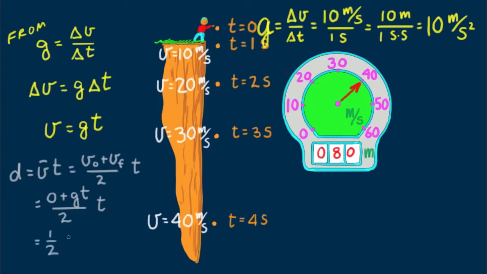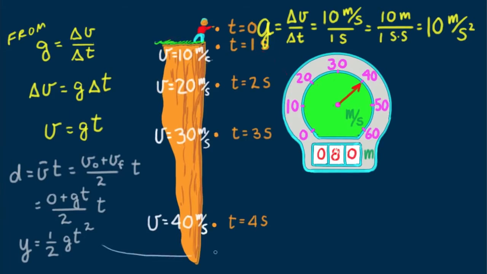And we have distance equals 1/2 gt times t, and t times t is t squared. So the distance fallen is 1/2 gt squared. Instead of d, we substitute y, the common symbol for vertical distances.